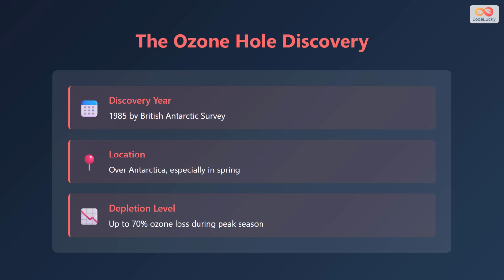In 1985, scientists from the British Antarctic Survey made a startling discovery: a significant thinning of the ozone layer over Antarctica. This phenomenon, commonly called the ozone hole, is particularly severe during the Antarctic spring season. At its worst, the ozone hole shows up to 70% depletion of normal ozone levels. This dramatic loss of ozone raised serious concerns about increased ultraviolet radiation reaching Earth's surface and prompted urgent international scientific investigation into its causes.